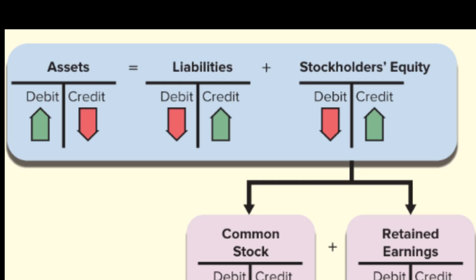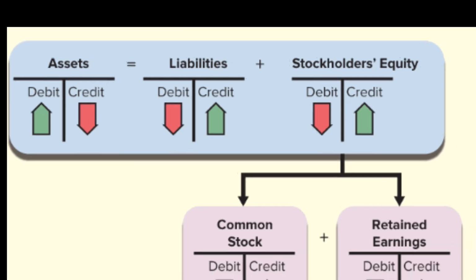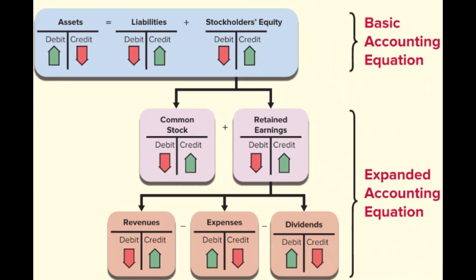Look at how debits and credits affect each part of the equation. Assets increase with a debit. Liabilities and stockholders' equity increase with a credit. We can expand the equity section to better understand it. Stockholders' equity is made up of common stock and retained earnings. Retained earnings is then affected by revenues, expenses, and dividends.